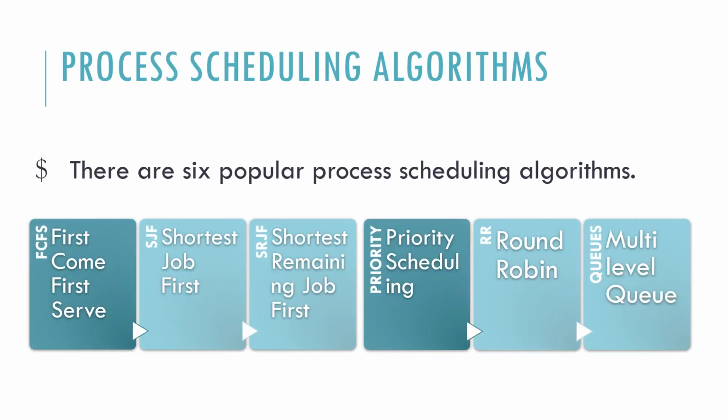Process scheduling algorithms. There are six popular process scheduling algorithms: first come first serve, shortest job first, shortest remaining job first, priority scheduling, round robin, and multi-level queue.